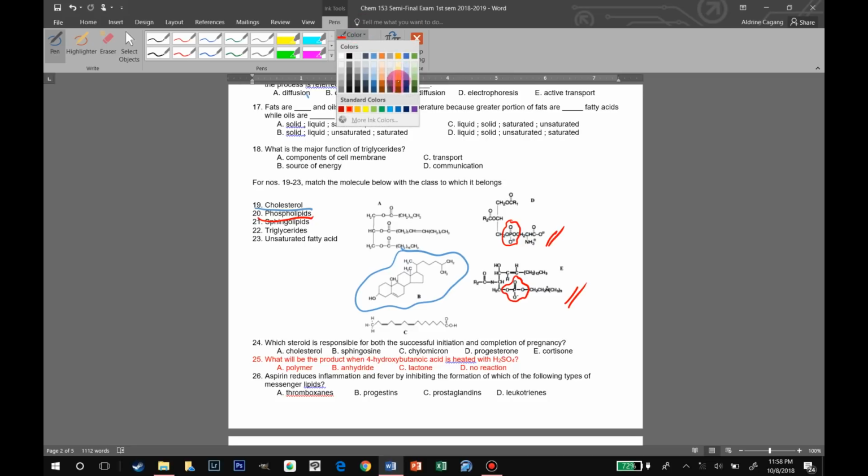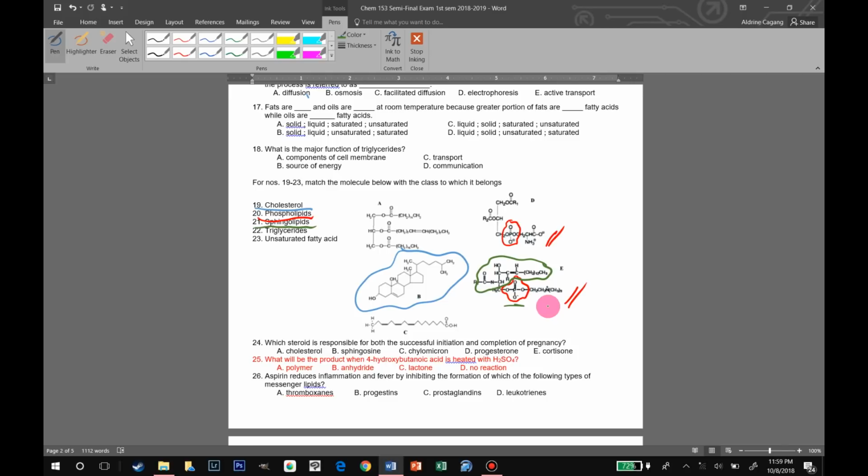Number 21, you have sphingolipids. Sphingolipids are lipids with the sphingosine group. It's going to pertain to letter E. This part of the molecule is your sphingosine, and then you have the phosphate group attached at the supposedly third carbon, if you compare that one to the glycerol counterpart.